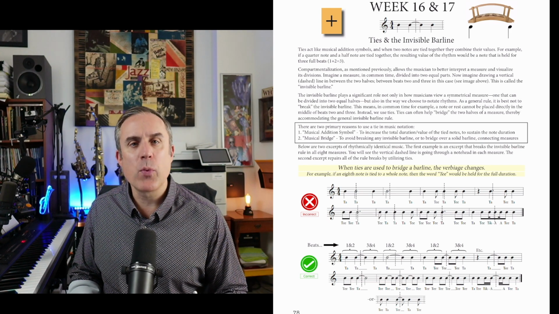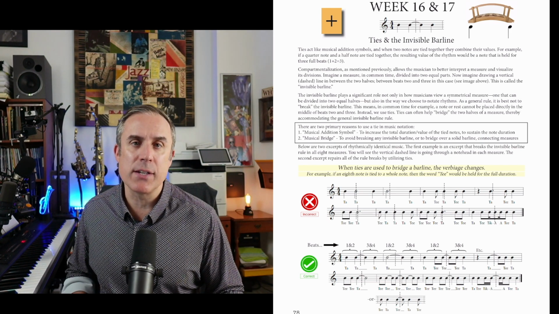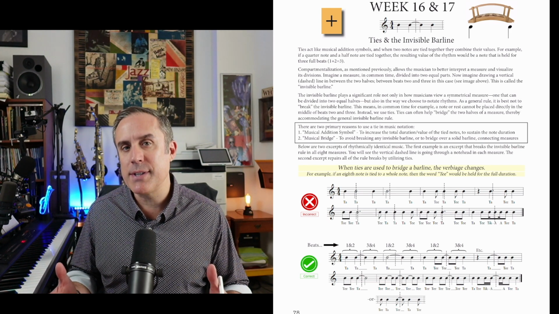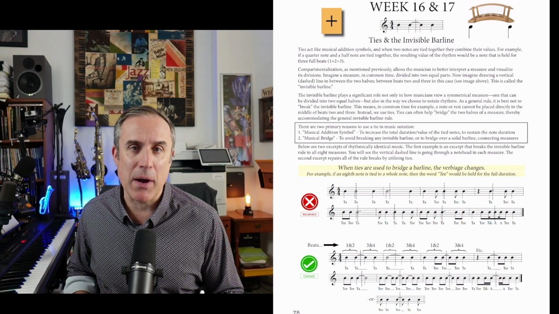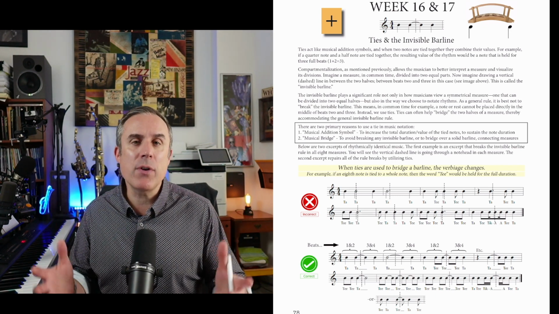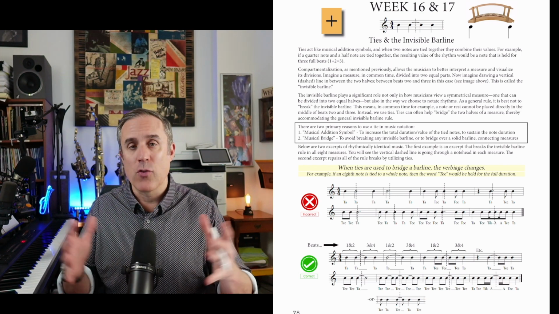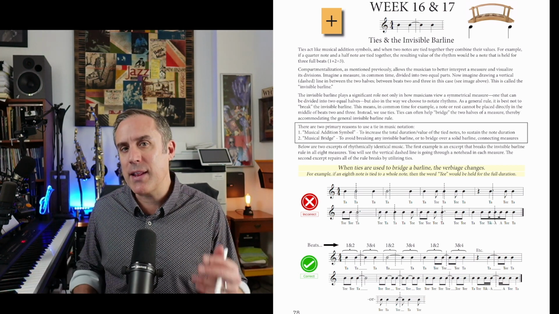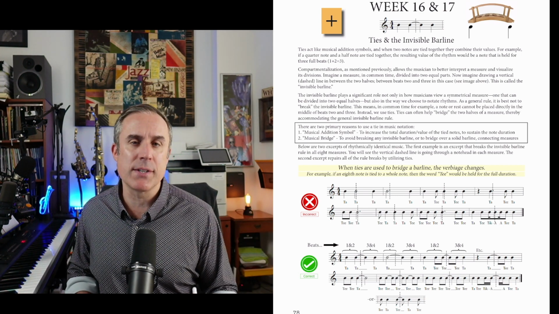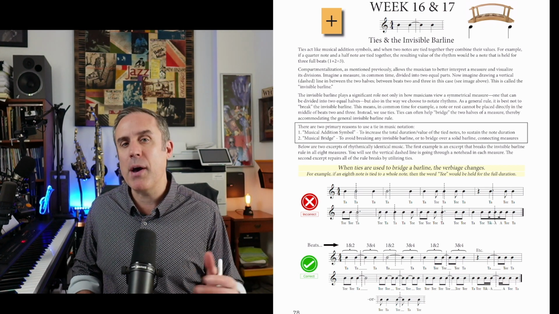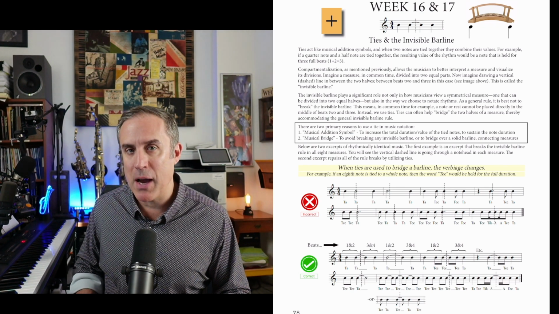Here we are at week 16 and week 17's front page. Now, as you can see on this page, there's a lot to talk about. What are ties? How do they work in music notation? And how is the invisible bar line relevant in this case? So what I'd like to do is just read some of this along with you so that we can better understand what this page is all about.